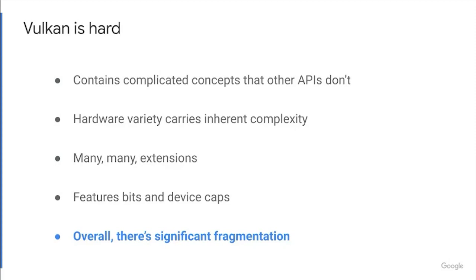Extension proliferation, many extensions, probing the feature bits, all the device cap handling that you need to do. All of this stuff is weight that makes consuming the API directly very difficult. Once you get it, it's not too bad, but it's still a large volume of code and it's error prone. And then on top of that, there are also some vendor extensions and stuff like that.